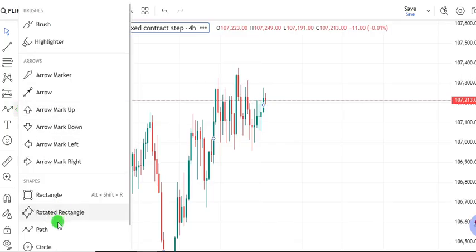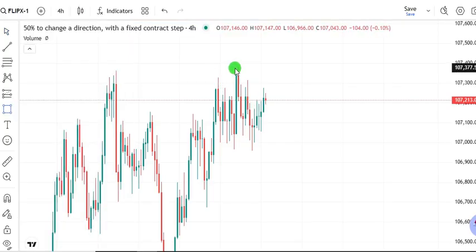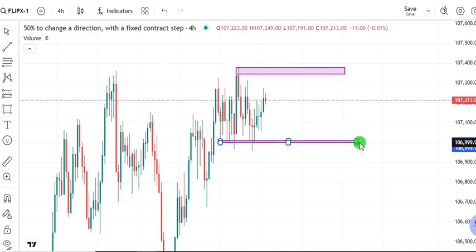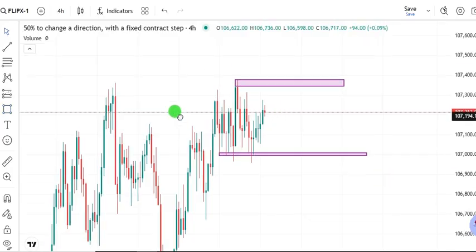But I'll just mark the recent structures. These are the highs you should be looking at, and of course here's the low you should be looking at. I think I'll just suggest leaving this market for today, because I don't think any of this is going to happen. But anyway, that is the evidence.